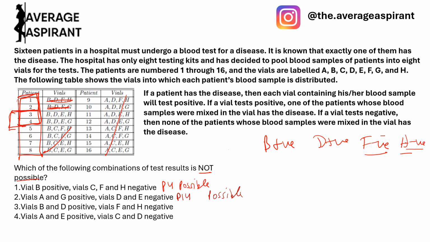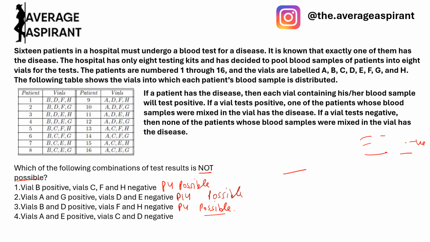Now H is also negative, so this person can't have it. So we are left with patient 4. So again patient 4 is there. So this thing is also possible. So now automatically there is only one option left. So we can, without even checking, just mark the option and move on because we have checked the other 3 options. These are possible, so this should be our answer.